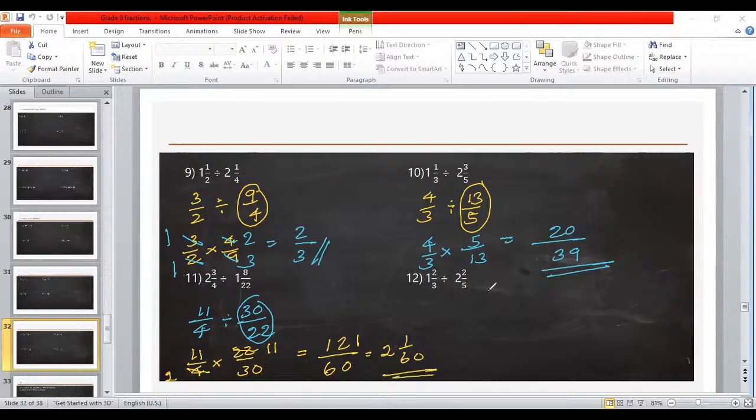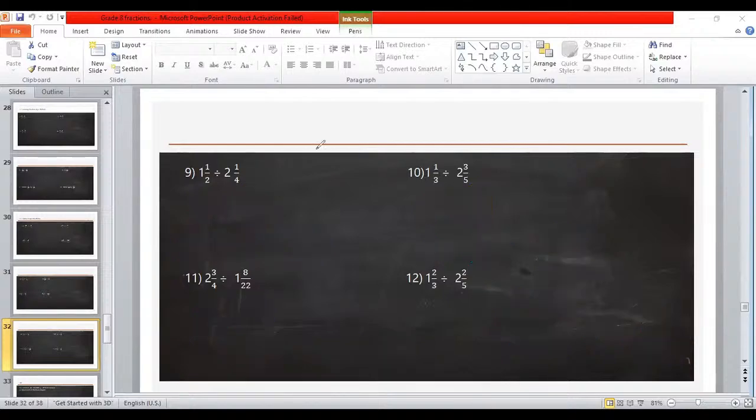3 times 1, 3 and 2, 5 over 3. Divided by 2 times 5, 10, 10 and 2, 10 plus 2, 12 over 5. Now write the reciprocal of this. 5 over 3 into 5 over 12. Check whether we can cancel. No. 5 times 5, 25. 12 times 3, 36. This is the answer here. Let's go to the next question.